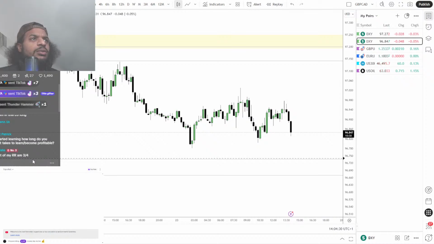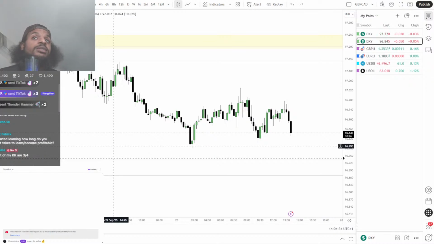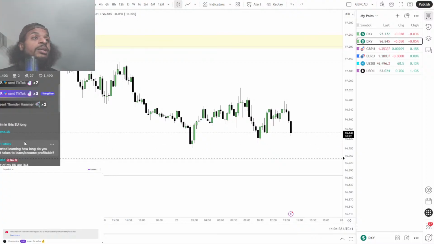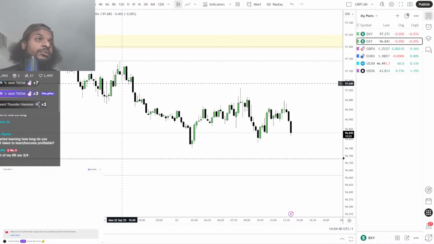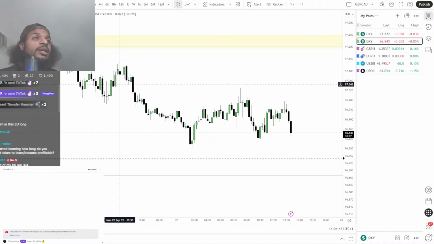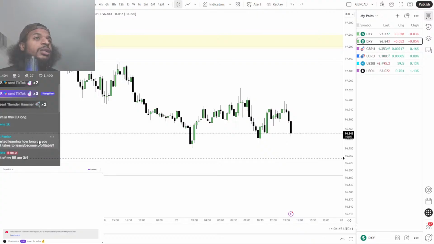Most of my trades are 3-1. Yes, I mean I'll do a 2-1 to be honest, but 3-1 is great. Do you know what I mean? 3-1 and above is great, but 2-1 is good enough. Like, I just started learning, how long do you reckon it takes to become profitable?